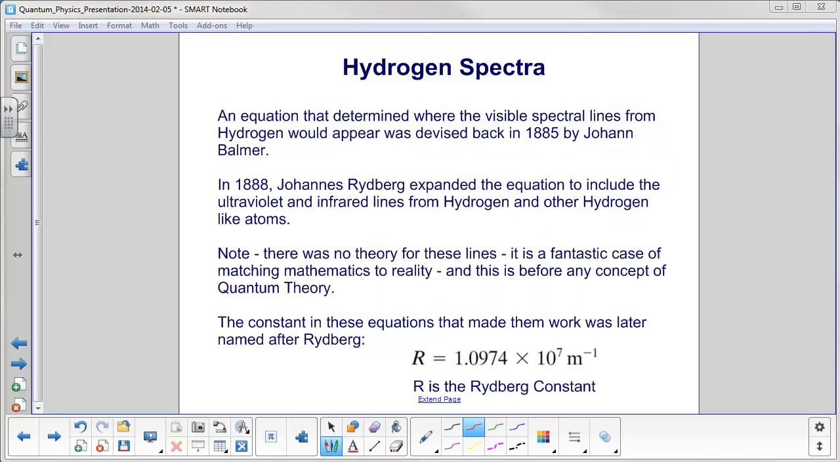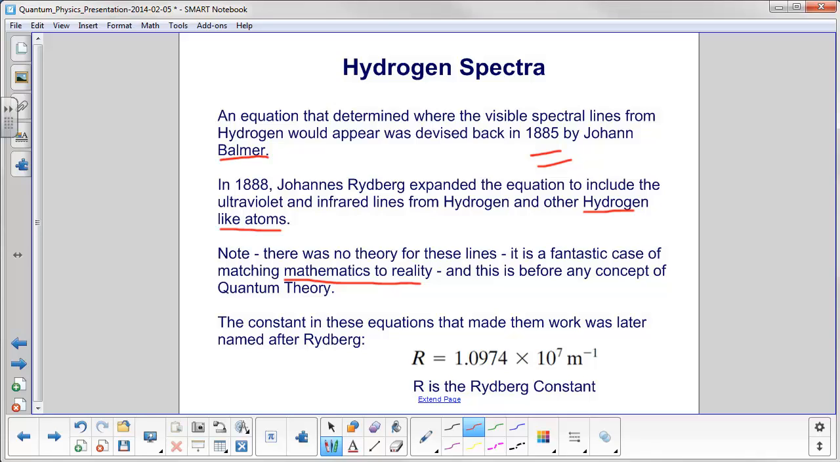An equation that determined where the visible spectral lines from hydrogen would appear was devised back in 1885 by Johann Balmer. In 1888, Johannes Rydberg expanded the equation to include the ultraviolet and infrared lines that we saw in the previous slide from hydrogen and other hydrogen-like atoms. And again, recall that hydrogen-like atoms are atoms that only have one electron. They've lost a couple due to ionization. Note, once again, there is no theory for these lines. It's a fantastic case of matching mathematics to reality. And this is before any concept of quantum theory.